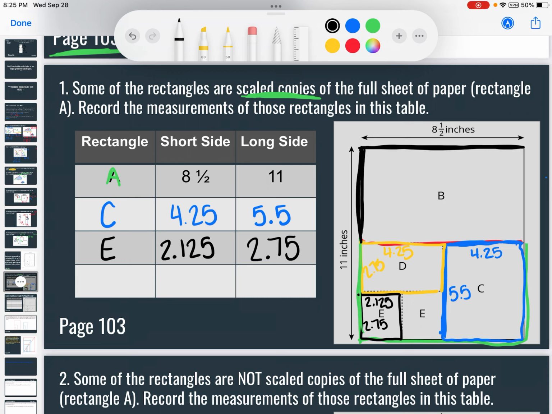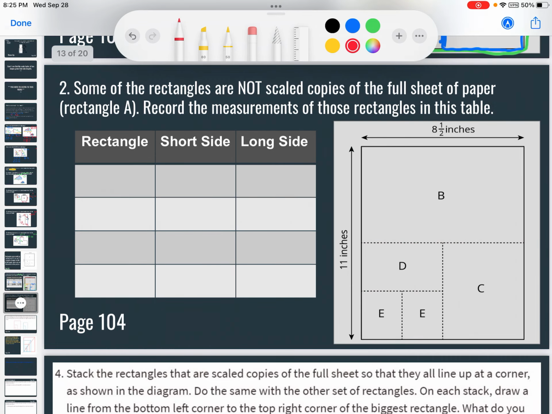One side, this long side, 11 inches here, got cut in half. Okay, it went from this whole green thing to just the red part. But this side stayed the same length. That's why it's not a scaled copy.